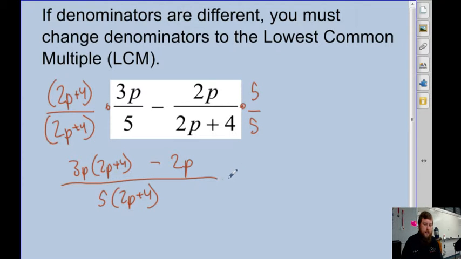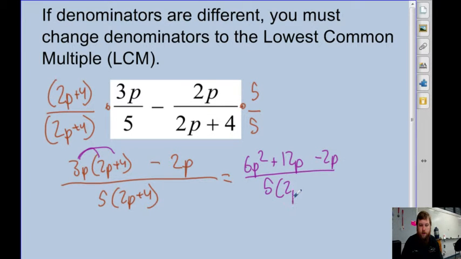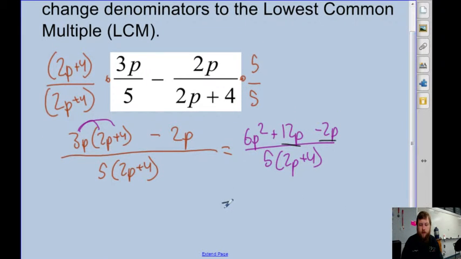Now I want to combine things on the top. So I want to distribute this 3p first. So this is going to be 6p squared plus 12p minus 2p, over 5 times 2p plus 4. And combine like terms, this 12 and negative 2 combine. So that's going to be 6p squared plus 10p over 5 times 2p plus 4.